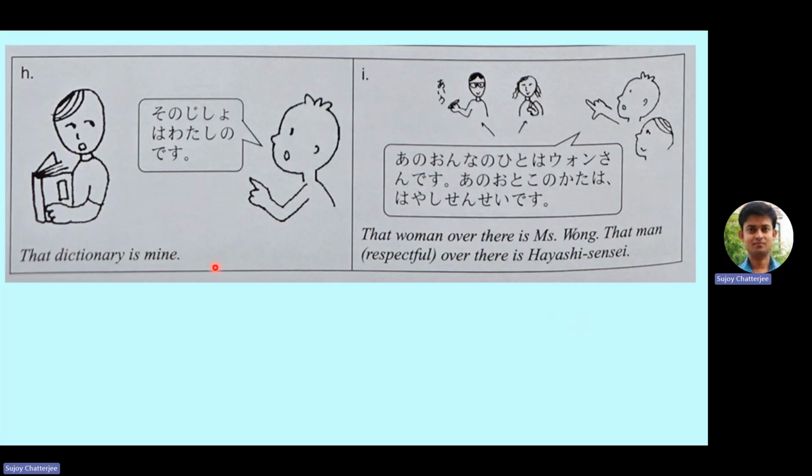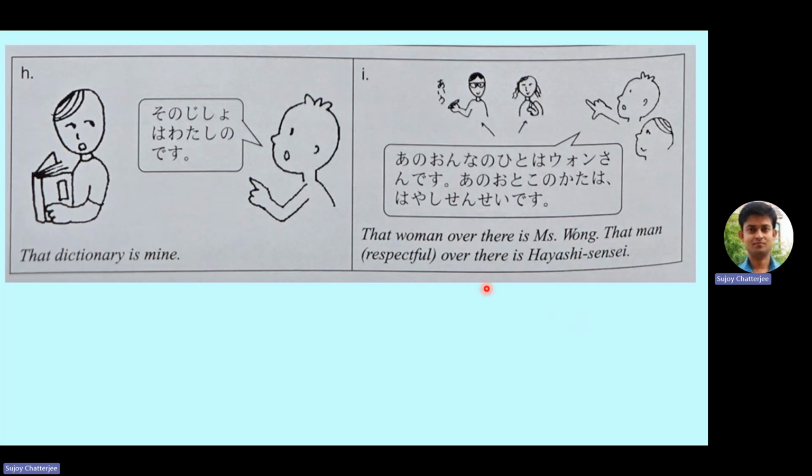Now that dictionary is mine. So it will be kono jisho wa watashi no desu. Kono jisho wa watashi no desu. That dictionary. Sono. Sono means that. So when we point to something specific, then we have to use kono, sono and ano here. That woman over there is Miss Wong. Ano onna no hito wa Wong-san desu. Ano onna no hito wa Wong-san desu.